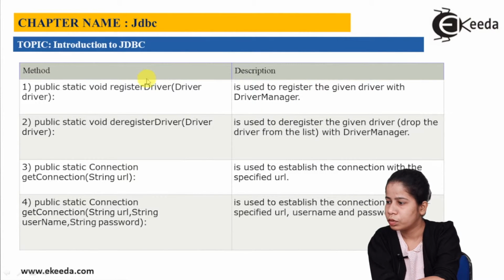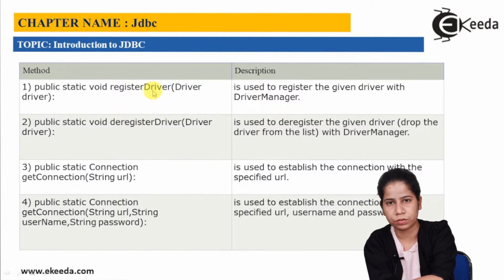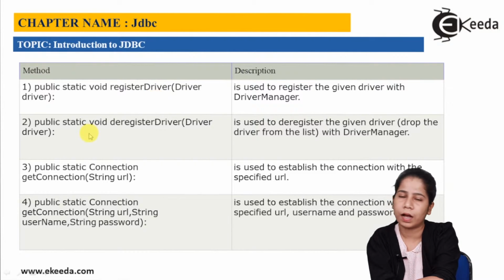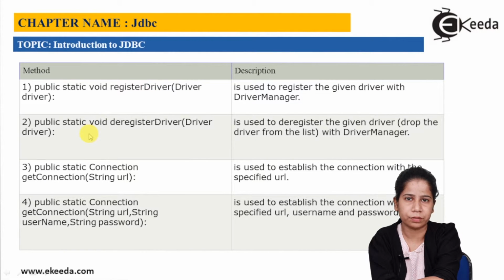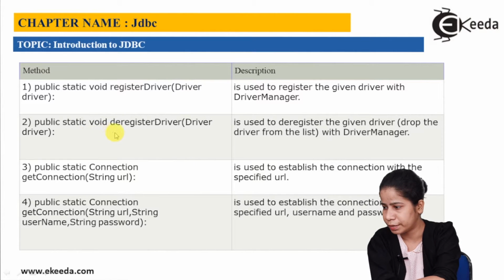If I want to register my driver with my driver manager, then you have to provide which driver it is. Make sure that the data type of that driver is of type Driver only, and then it will get registered by using the registerDriver method. Now I have already registered my driver, and now I want to deregister. For that there is a deregisterDriver method available. Then there is getConnection. This is very important and extensively used. These two methods are normally used extensively in our Java applications.